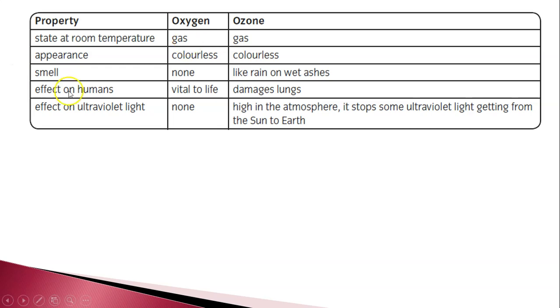Effect on humans: as we know, oxygen is very important to our life, it's vital to life, while ozone can damage our lungs if we breathe it. Effect on ultraviolet light: oxygen has no effect on UV rays, while ozone is high in the atmosphere. We know that we have the ozone layer, right? There is so much ozone in the atmosphere. It stops some ultraviolet light getting from the sun to earth.